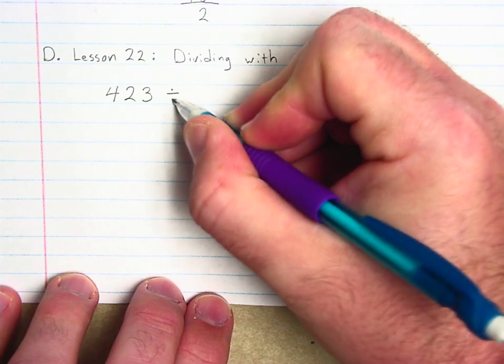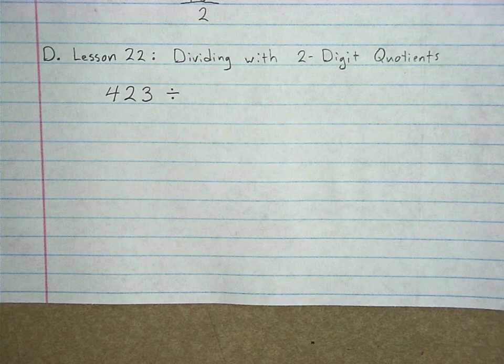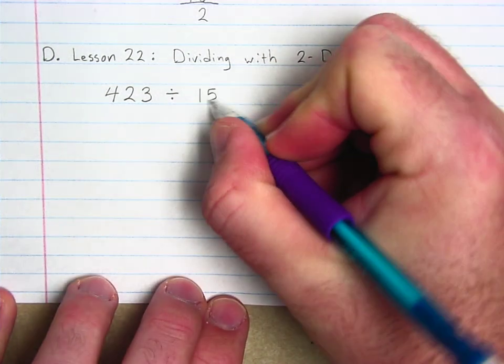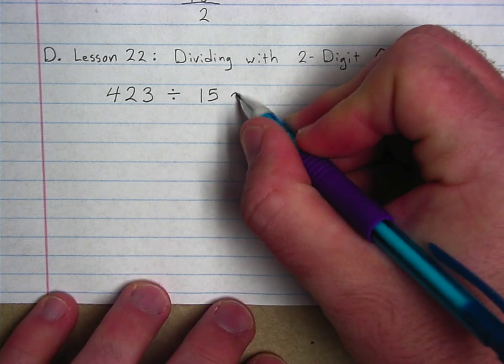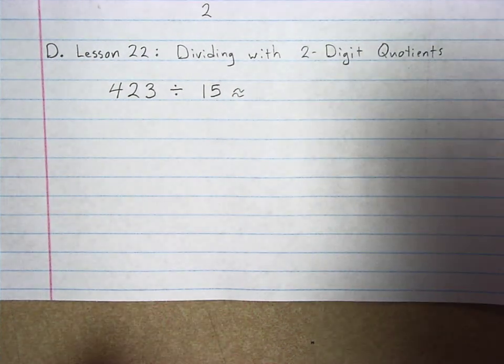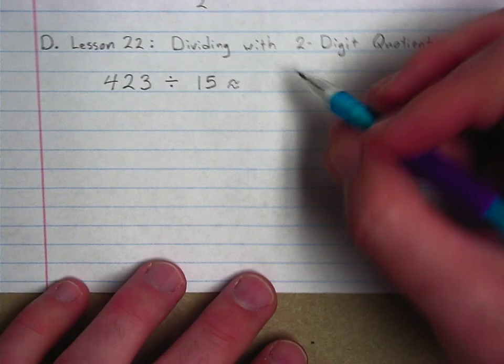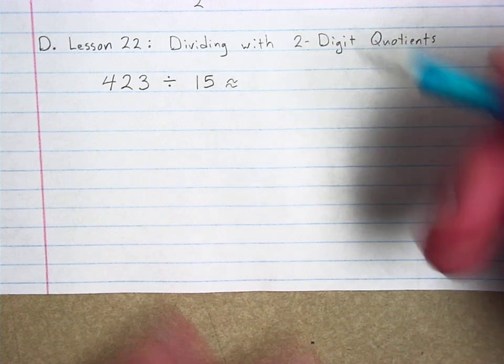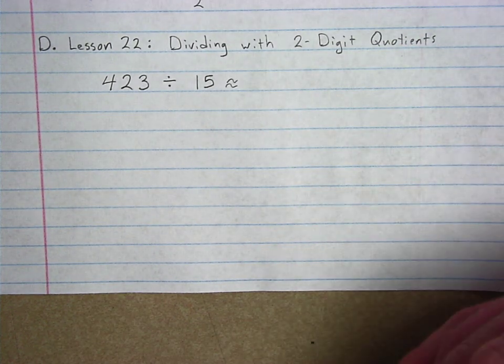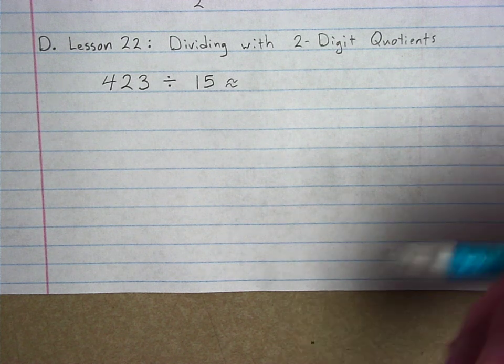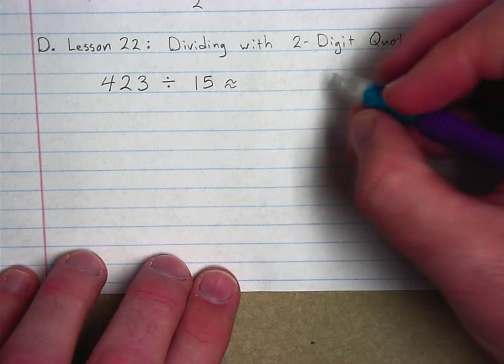423 divided by 15. Going with 15 again. I know, pretty weird. I will round it with you, because I know rounding with 15s can be a little odd. I like 15 because it makes me think of the time on a clock. 15 minutes, 30 minutes, 45 minutes, 60 minutes. Think of those as kind of benchmarks.